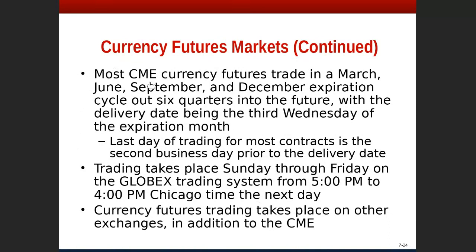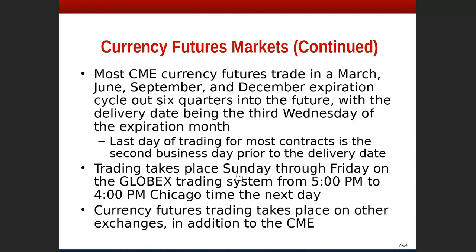Most Chicago Mercantile Exchange currency futures trade in March, June, September, and December expiration cycles out 6 quarters into the future. In other words, at any given point in time, you have a contract maturing in March, another in June, September, December, and 6 additional quarters out. The delivery date is the 3rd Wednesday of the expiration month, and the last day of trading for most contracts is the 2nd business day prior to the delivery date.